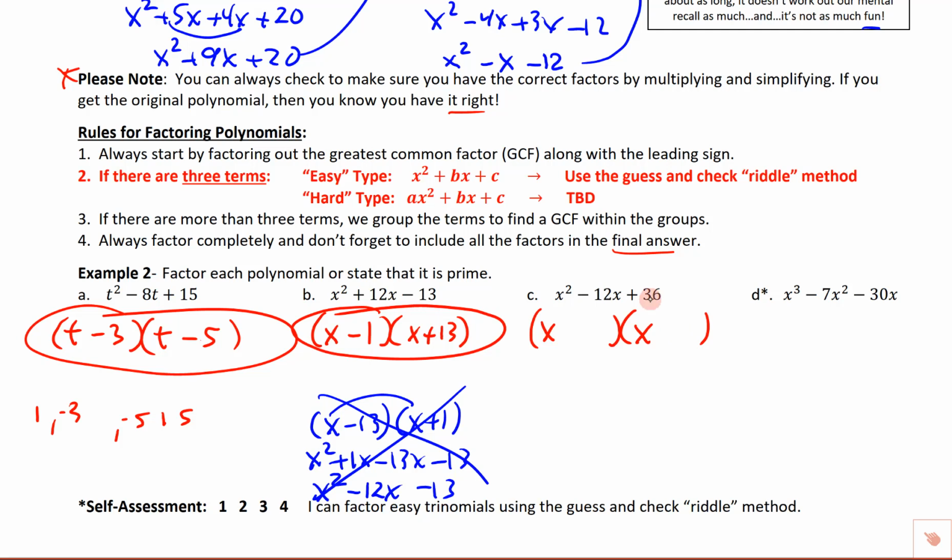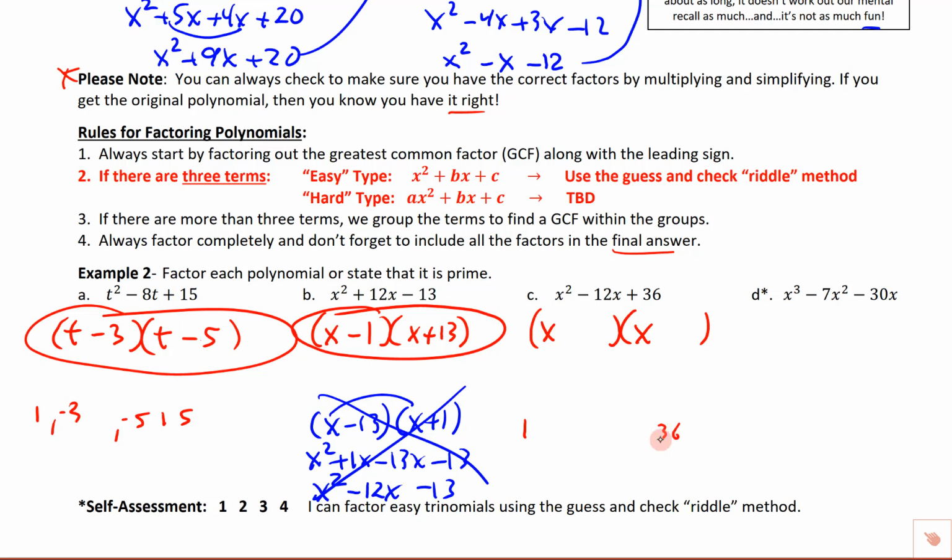And then we need some numbers that multiply to be positive 36 and combine to be -12. Now, please get in that habit. Say the sign of the number as you go through. So we need some numbers that multiply to be positive 36 that combine to be -12. So I'm going to start off with 1 and 36.